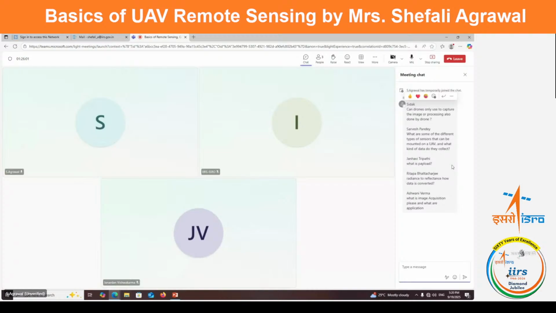What are the different types of sensors? As I said in my lecture, we have different sensors: simple RGB cameras, or your mobile cameras, multispectral cameras, thermal sensors. You have hyperspectral sensors, SAR sensors, gas sensors, temperature and pressure sensors. So you can have various kinds of sensors, depending on your own requirement, placed on board the drones. Image acquisition is nothing but data capture. Image acquisition is data capturing.